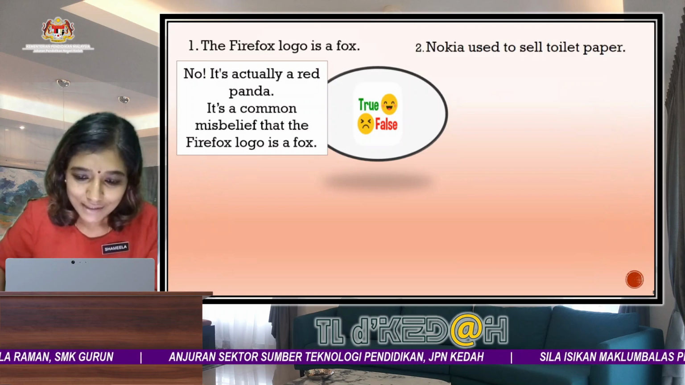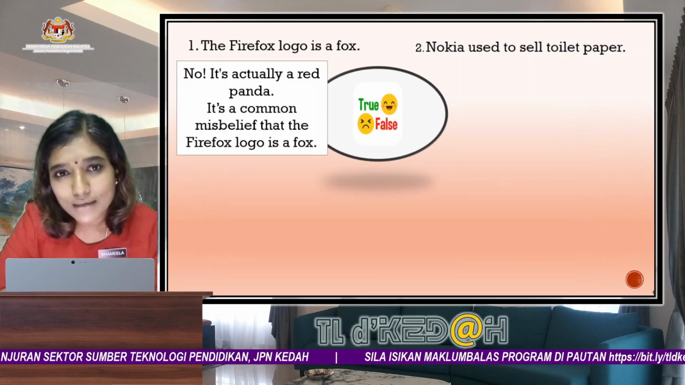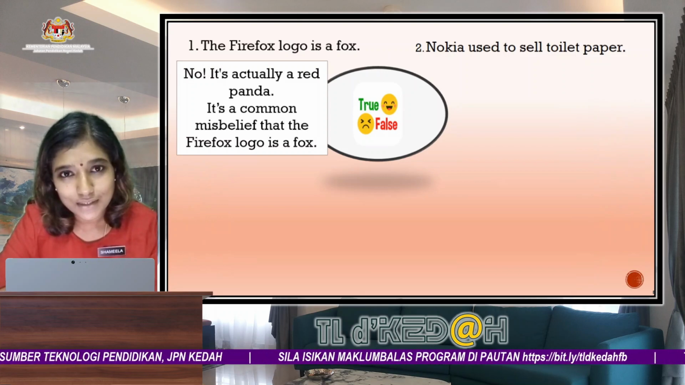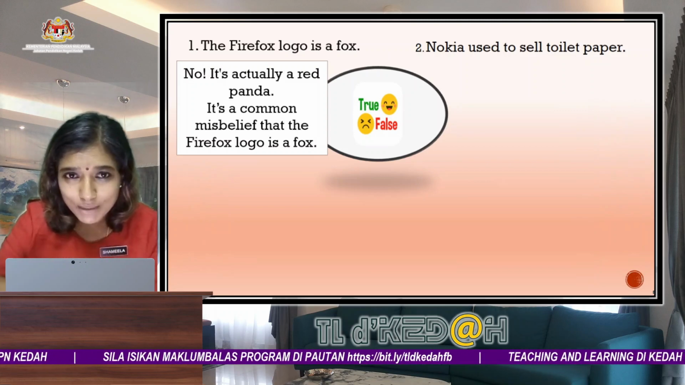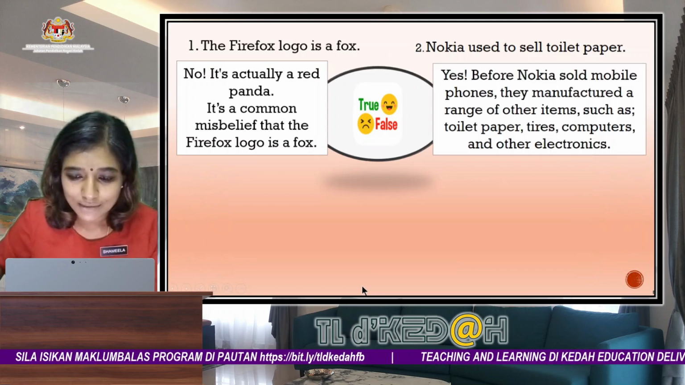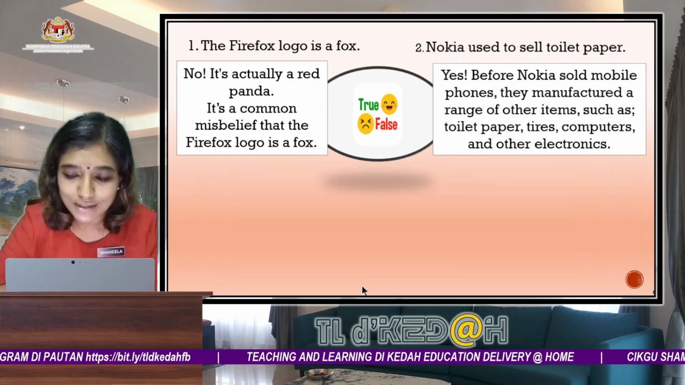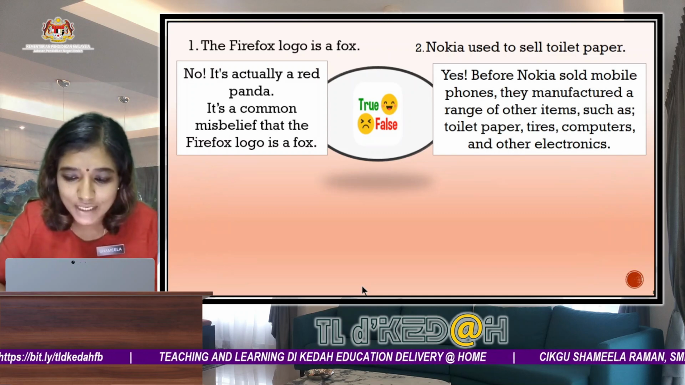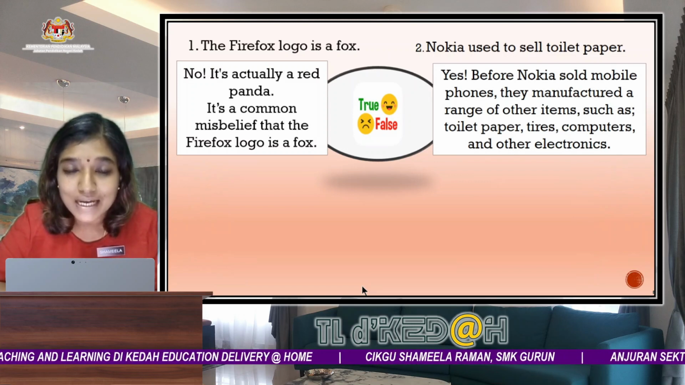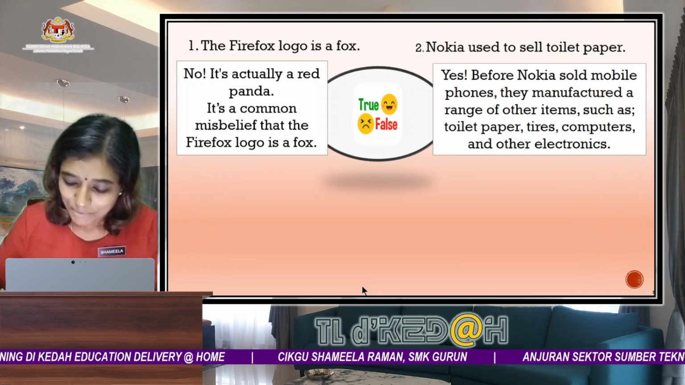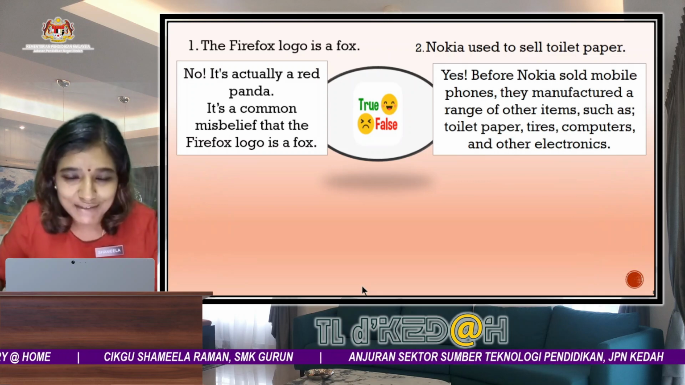Next sentence. Nokia used to sell toilet paper. Do you think it's true or false? Your opinion, fine. But once you have made that opinion, you need to find the fact. So, yes, before Nokia sold mobile phones, they manufactured a range of other items such as toilet paper, tires, computers, and other electronics. So this is a fact you read and you find the detail, and then if it's a wrong opinion, you change.